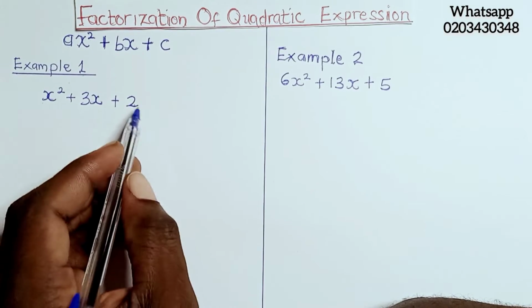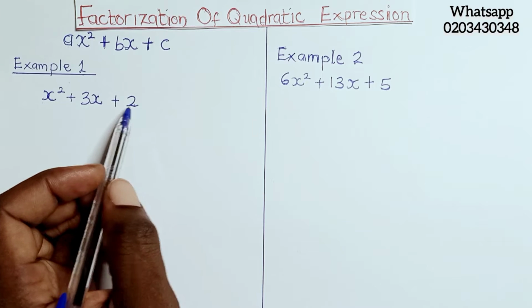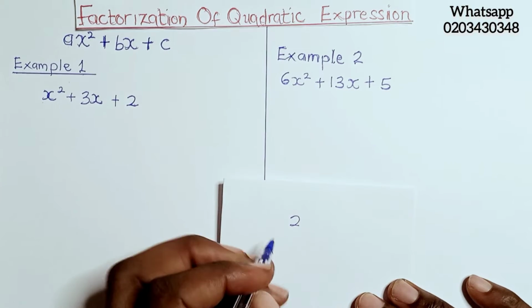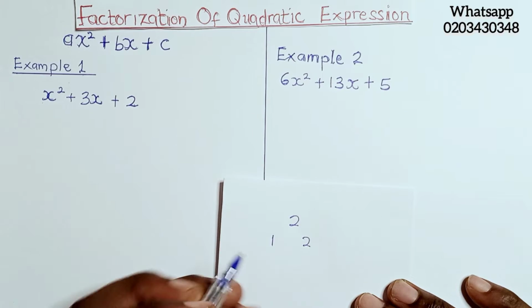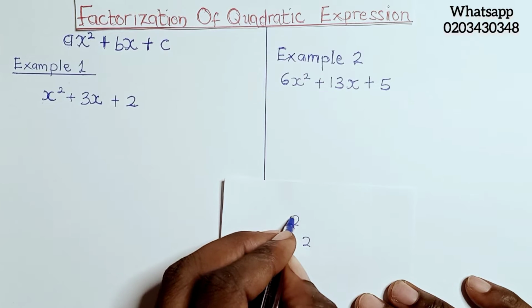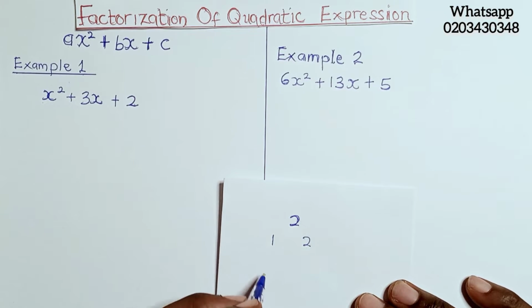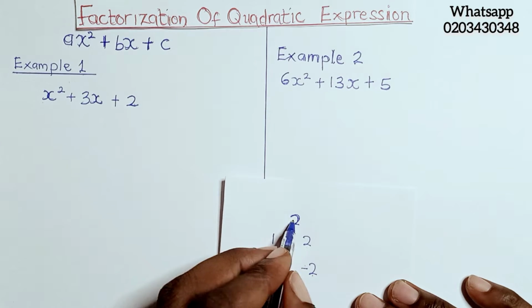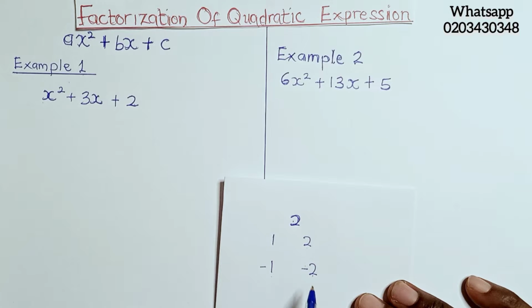So for the first one, we will find the factors of 2, but we know 2 is a prime number. So the factors of 2 will give us only 2 numbers. What are the factors of 2? 1 and 2. When we multiply 1 times 2, we get 2. Now we have negative factors for 2 also. That's -1 and -2. -1 times -2 will still give us +2. So -1 and -2 are also factors of 2.